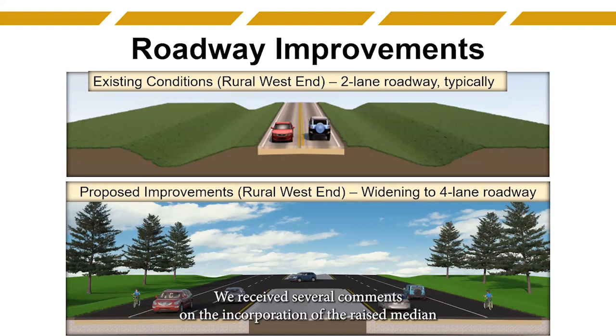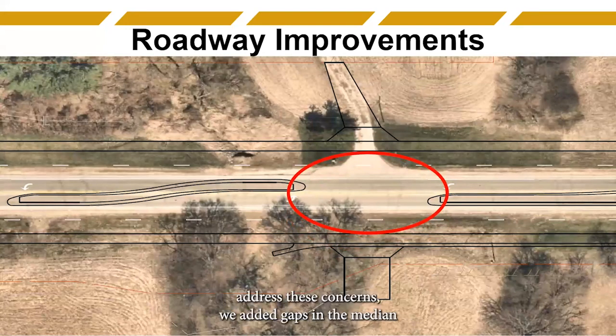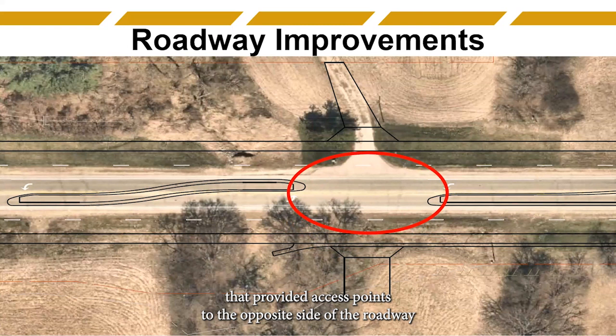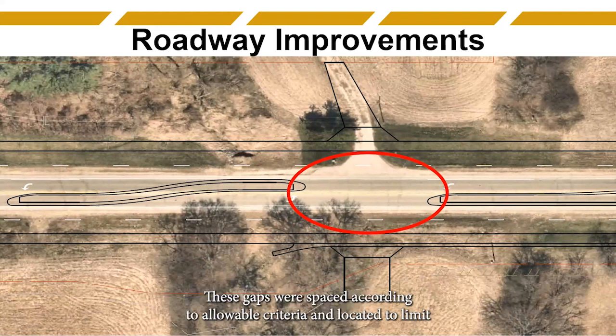We received several comments on the incorporation of the raised median, and there were concerns that access would be limited and drivers would be forced to go to the nearest intersection to make U-turns to access driveways or the opposite direction of travel. So in order to address these concerns, we added gaps in the median that provided access points to the opposite side of the roadway while still maintaining the traffic flow separation. These gaps were spaced according to allowable criteria and located to limit the number of openings by grouping driveways to more of a common area.